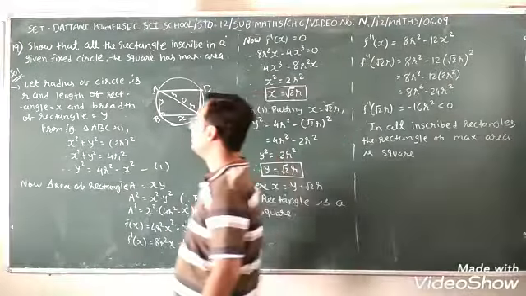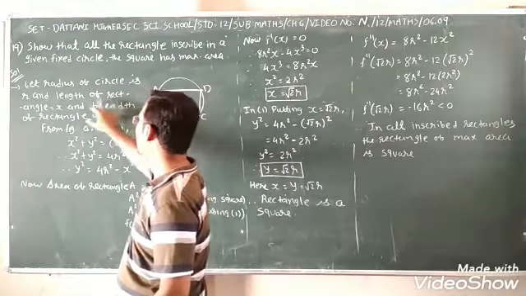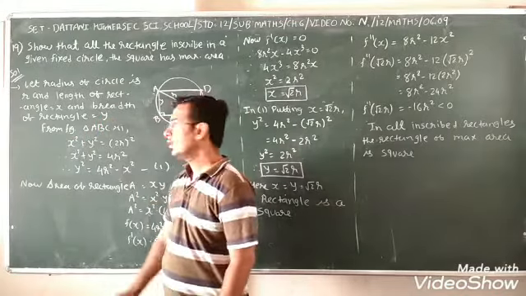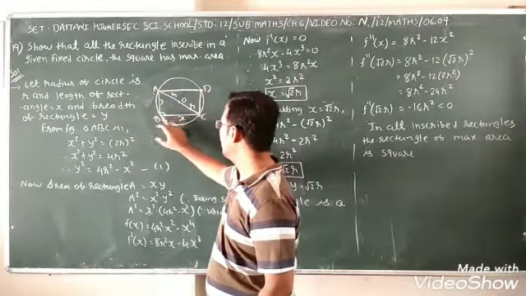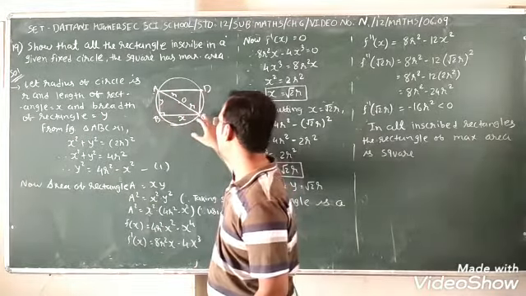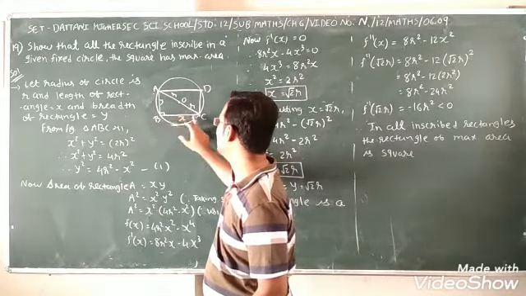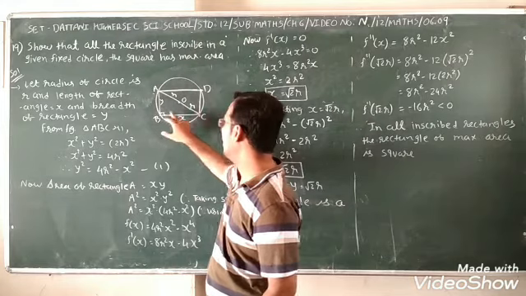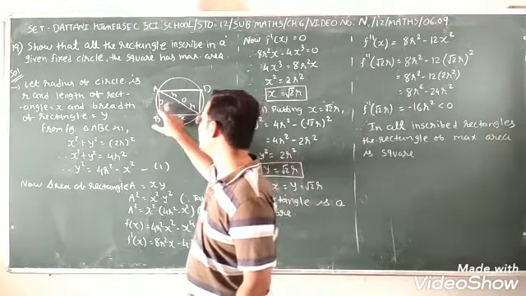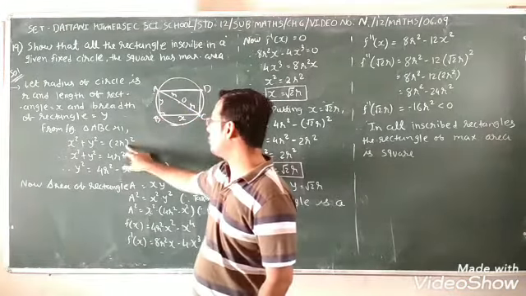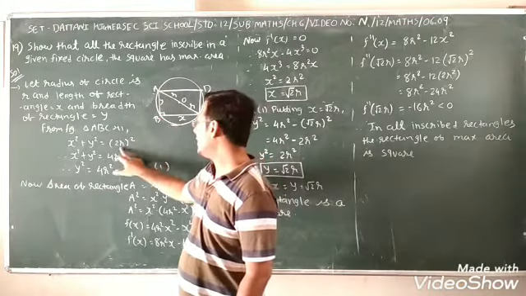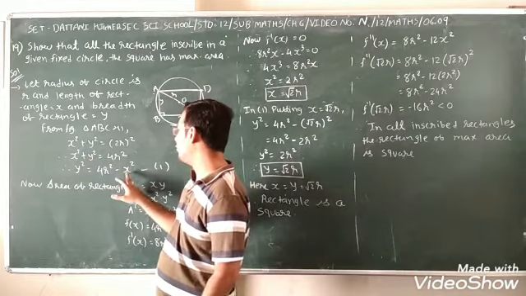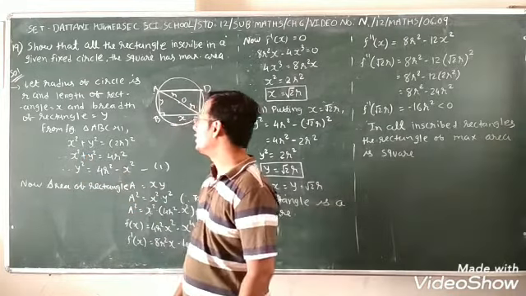So let's assume the radius of the circle is r, and the length of the rectangle is x and the breadth y. From triangle ABC, here B is a right angle, so by Pythagoras, AB square plus BC square is equal to AC square. AB means x, BC is y, so x square plus y square is equal to (r plus r) whole square, that is 2r all square, which is 4r square. So y square is equal to 4r square minus x square.